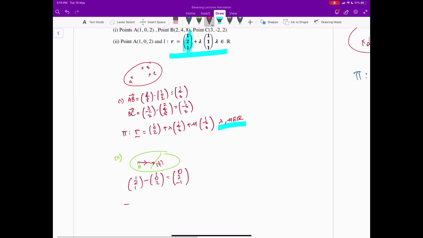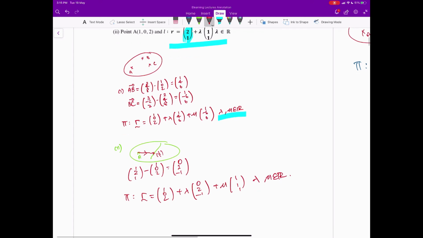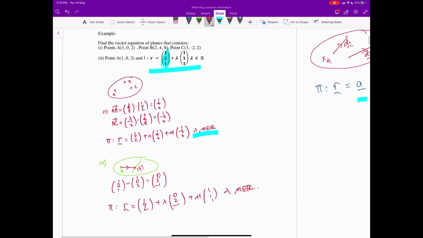So our plane equation will be r equal to (1, 0, 2) plus lambda (0, 2, -1) plus mu (1, 1, 1), which is derived from the line equation, where lambda and mu are real numbers. Take note, this is how we form the vector equation of a plane.